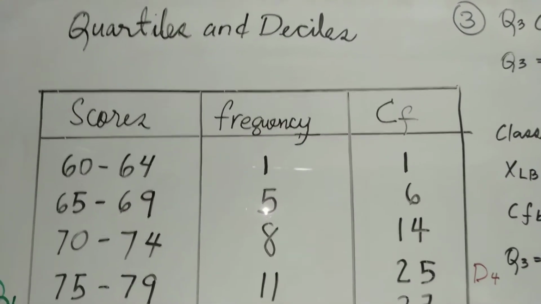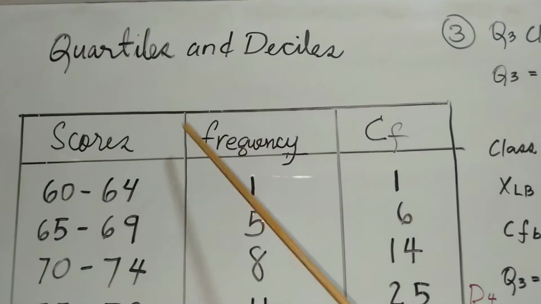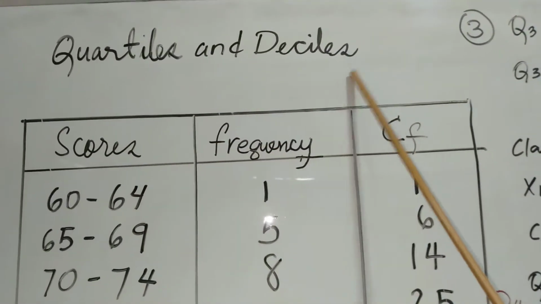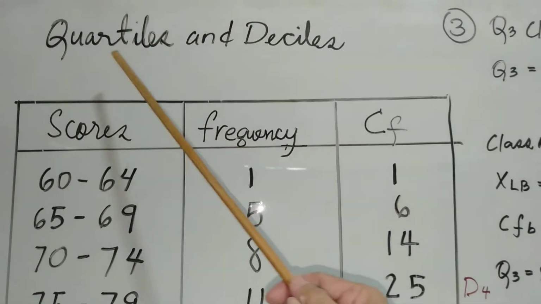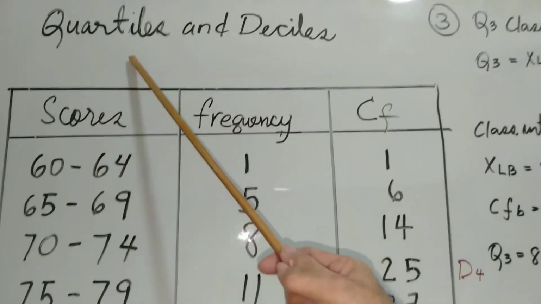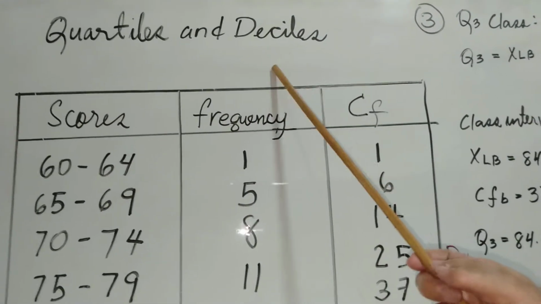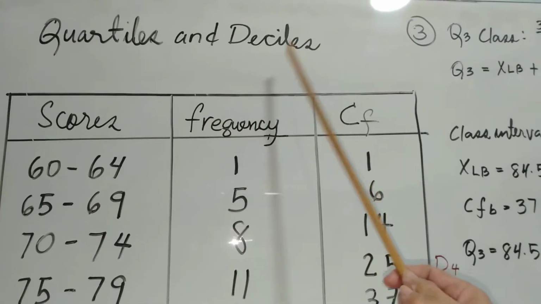Continuing our discussions on statistics, at this point we're going to talk about quartiles and deciles now. And we'll show you how to compute these two terms here. Quartiles will be 1/4 of the data, and deciles will be 1/10, every 10th of the data.